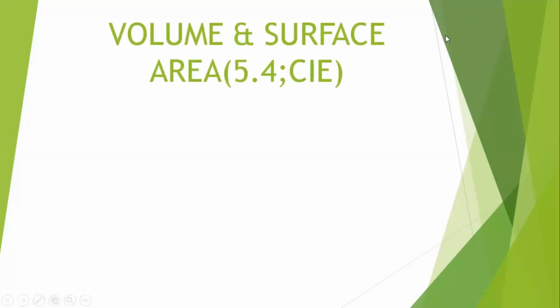So volume and surface area. As per Cambridge International Examination, it's 5.4. Cuboid, prism, and cylinder. These 3 were already done in the previous video. Sphere, pyramid, and cone. These 3 will be covered in today's video.